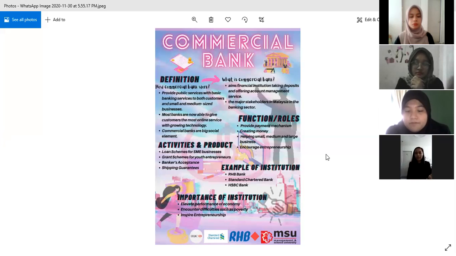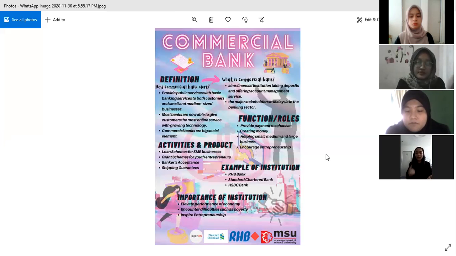And then secondly, the function of commercial banks is to create money. This is because, as we all generally know, the commercial bank is like the mother of all banks. So commercial banks are able to create money by two major activities, which are lending and investing activities. The commercial bank lends capital to businesses, and those businesses also invest the money back to the commercial bank.